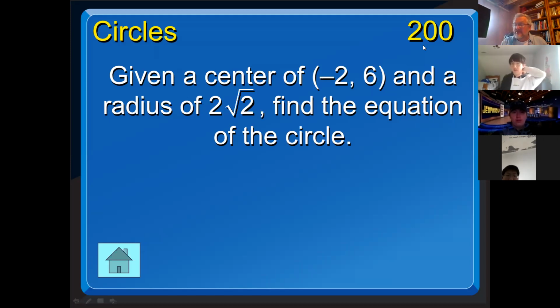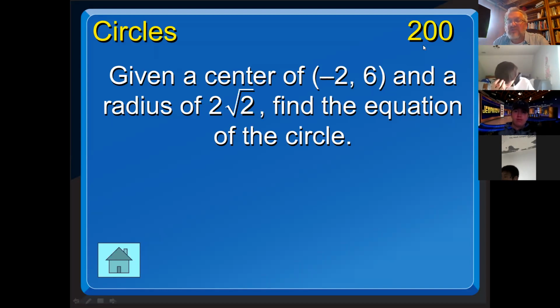That is correct. So, Gavin, do you guys got it? I forgot what the formula for it is again. Flip the sign, so it's x plus 2 parentheses squared, y minus 6. So you flip the signs, y minus 6 parentheses squared, and then you square the radius.